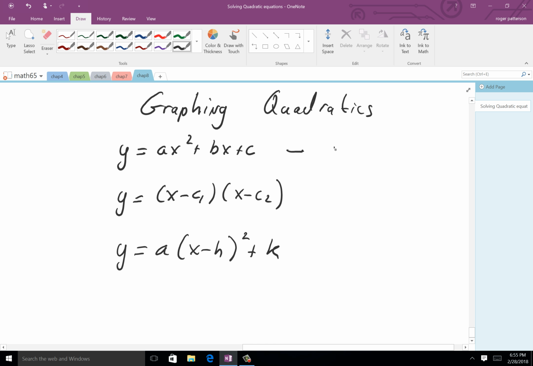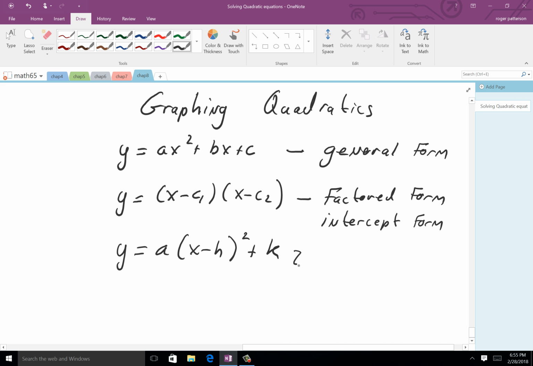Okay, so this is like a general form. That's what we call that, general form. This is a factored form, sometimes called intercept form. I'll write that below. And this is called vertex form. Okay, so those are the 3 forms that you can write a quadratic, and anything is going to look like one of those.